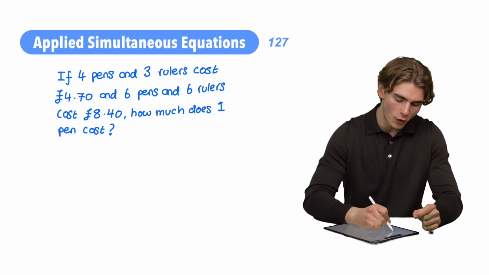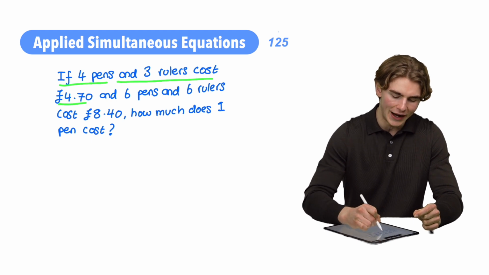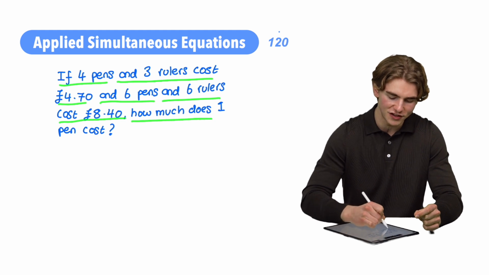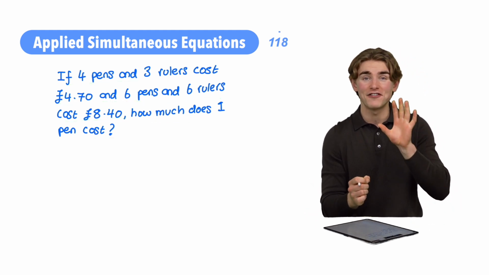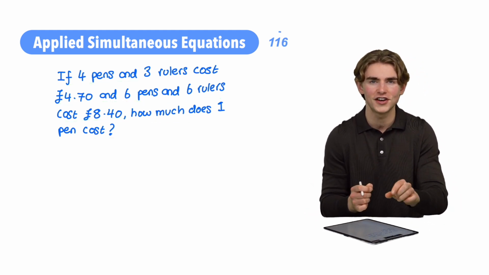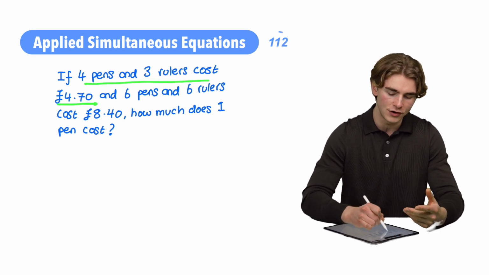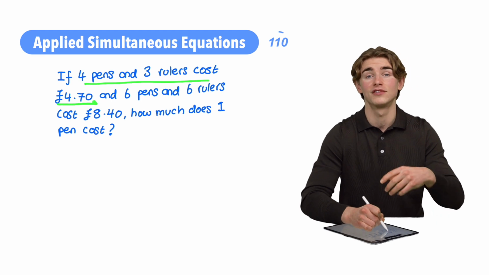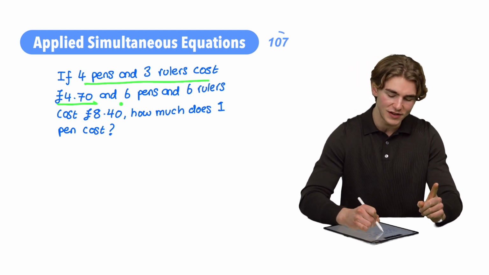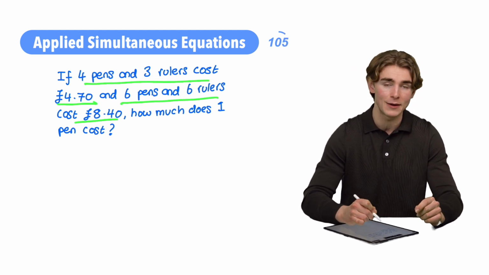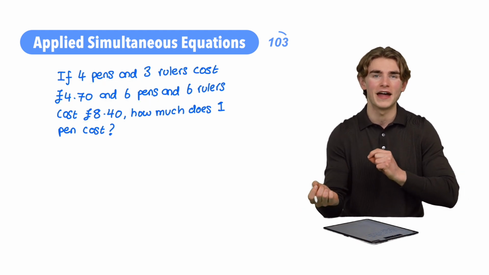Let's have a look. If 4 pens and 3 rulers cost £4.70 and 6 pens and 6 rulers cost £8.40, how much does 1 pen cost? Here, guys, we have a hidden simultaneous equations question. How do we know? We're given the first set of information that 4 pens and 3 rulers cost £4.70, which is going to allow us to form one equation, and a second piece of information, 6 pens and 6 rulers costing £8.40, which is going to allow us to form that second equation.